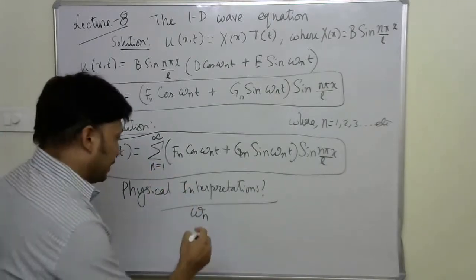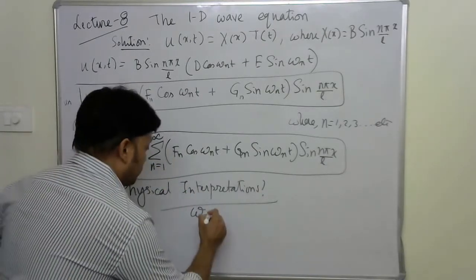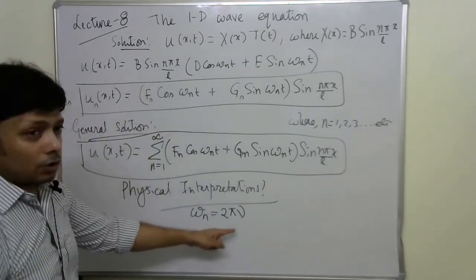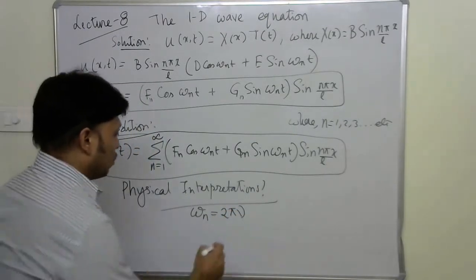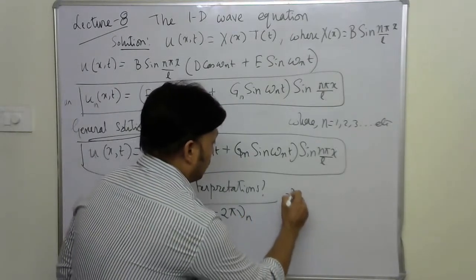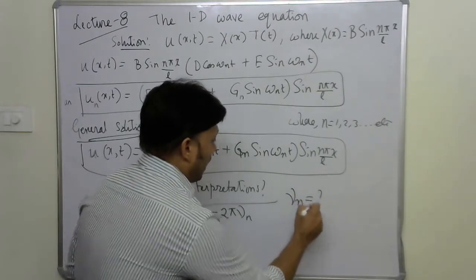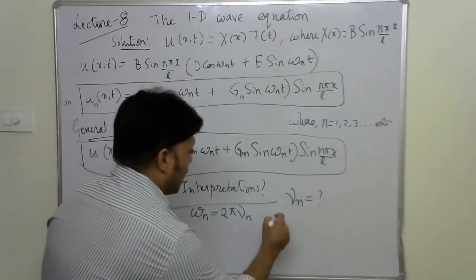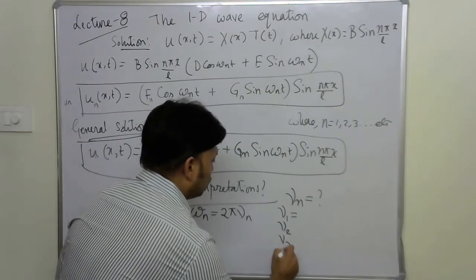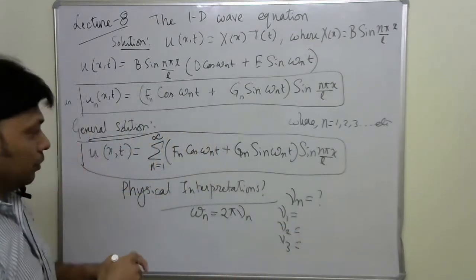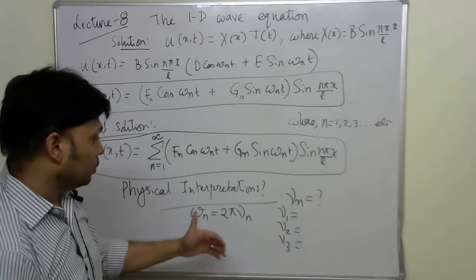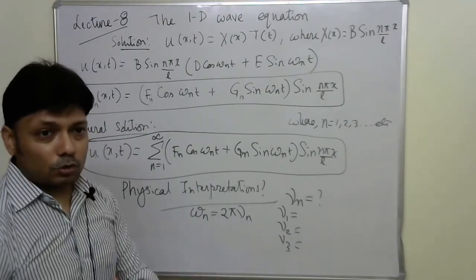Now, in one of our previous lectures, we have seen that omega can be represented as 2 pi times nu. So here if it is omega n, then we have to call it nu n. So my question is, can you find out the value of nu n? That means I want you to figure out the values of nu1, nu2 and nu3, the first 3 modes, by taking n is equal to 1, 2, 3. So it is up to you to do.